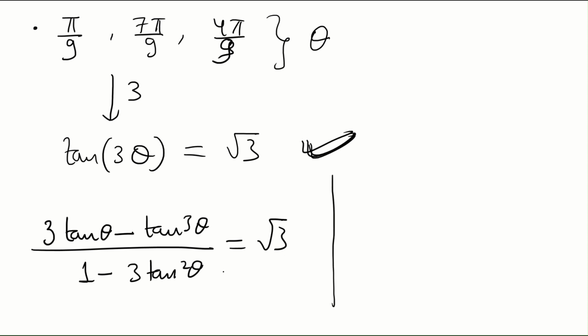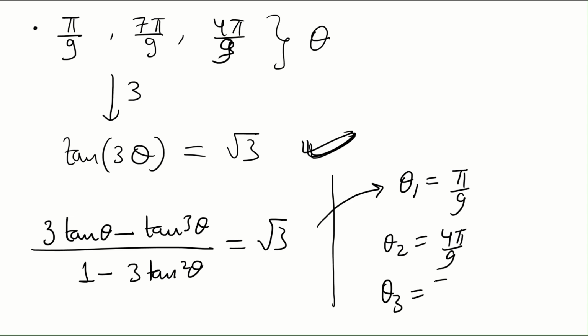And the beautiful part about this cubic equation is that it has three roots, which are the angles theta 1 equals pi over 9, theta 2 equals 4 pi over 9, and theta 3 equals 7 pi over 9. And we are very much interested in these three angles, right? These three angles were the angles from which we started our problem. So we have a cubic equation and we have an idea about the roots of this cubic equation.